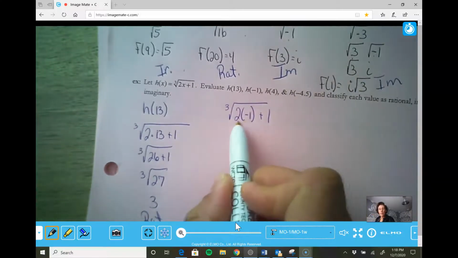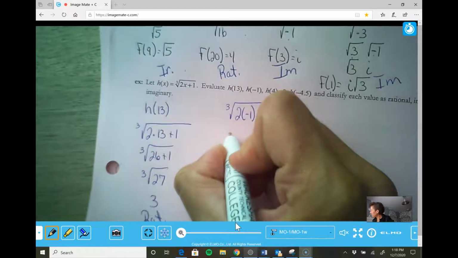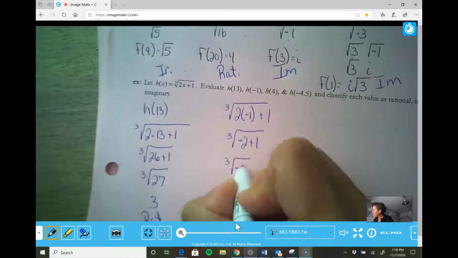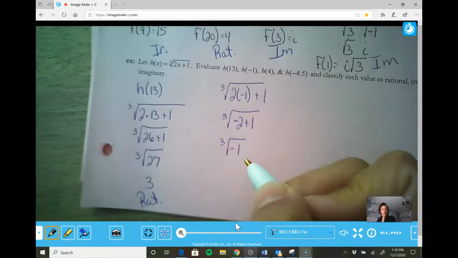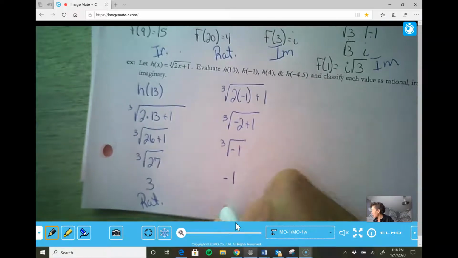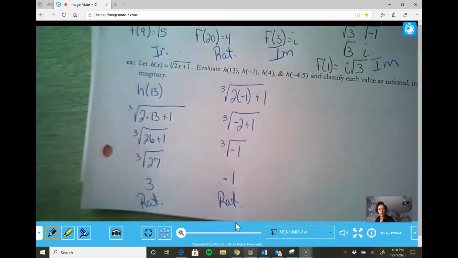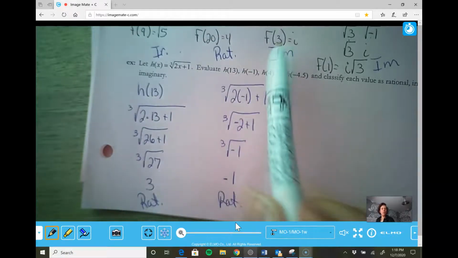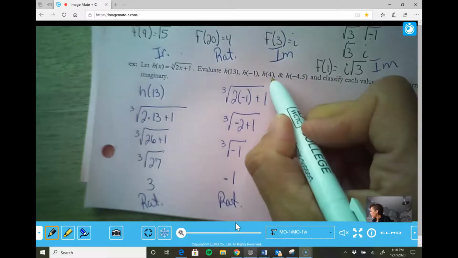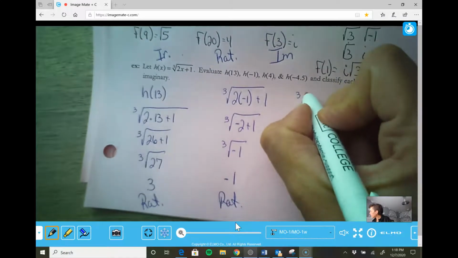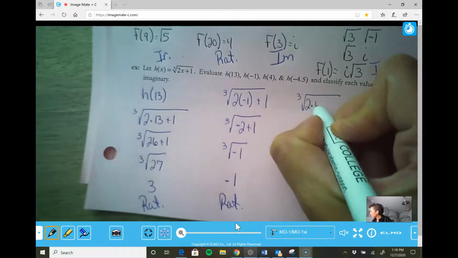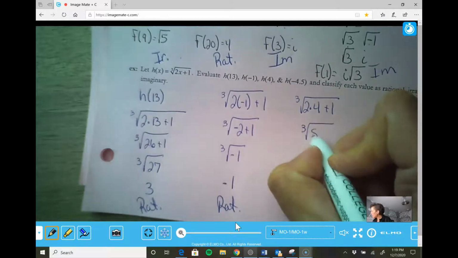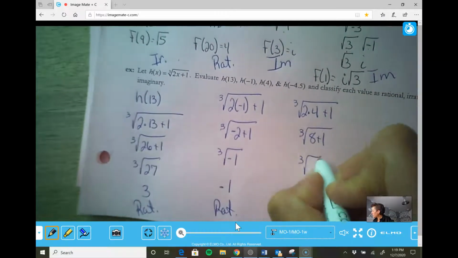Let's put -1 in. So first I'll multiply, that's -2. And then once I add 1 to that, I get the cube root of -1, which is also a nice number. It is -1, so that's another rational number. If you notice, I'm not writing my answers in the same format. I'm just trying to save us some time. So the next one I put 4 in. Again, I'll multiply, that becomes 8 plus 1, and then I'll take the cube root of 9.